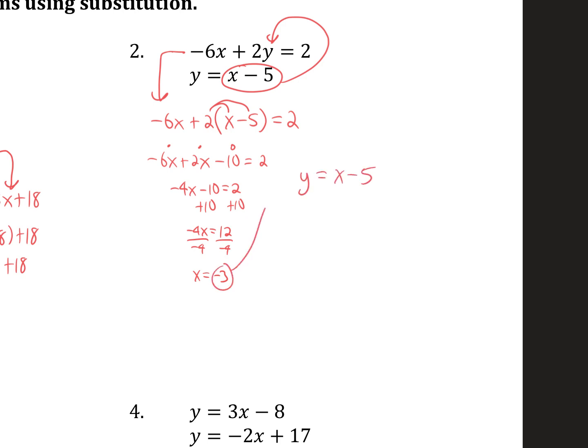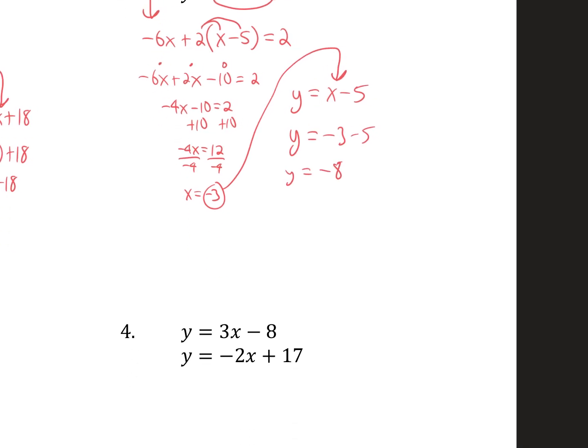So we're going to take this negative 3. We're going to plug in for x because x equals that. So we get y equals negative 3 minus 5. So y equals what? Negative 8. So our answer is going to be negative 3. That's our x, and y is negative 8.